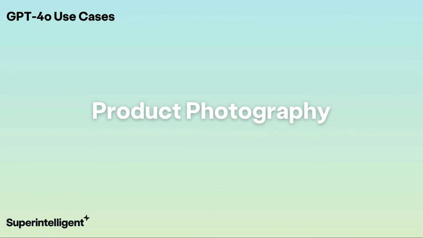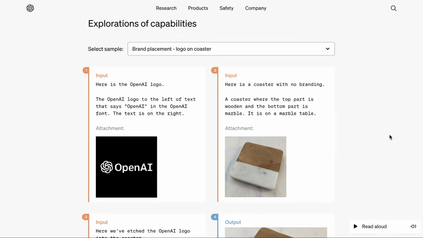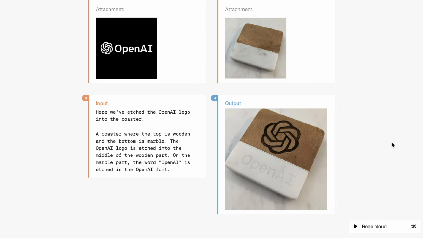Staying in this marketing theme, another one of OpenAI's explorations of capabilities is brand placement. They share 2 parts of the input. The first is the OpenAI logo. The second is a coaster with no branding that they describe. Their final prompt is, "here we've etched the OpenAI logo onto the coaster. A coaster where the top is wooden and the bottom is marble. The OpenAI logo is etched into the middle of the wooden part. On the marble part, the word OpenAI is etched in the OpenAI font." And this output looks pretty perfect. Product photography is an area that is getting a ton of tools and toys lately, but this ability to actually map words and logos onto a particular object is definitely a phase shift in those capabilities.